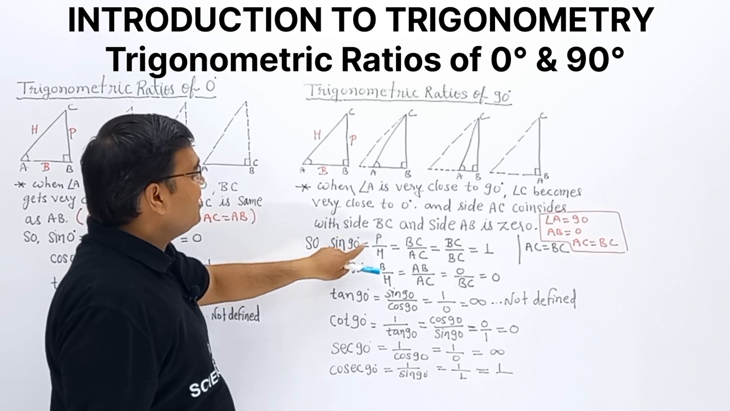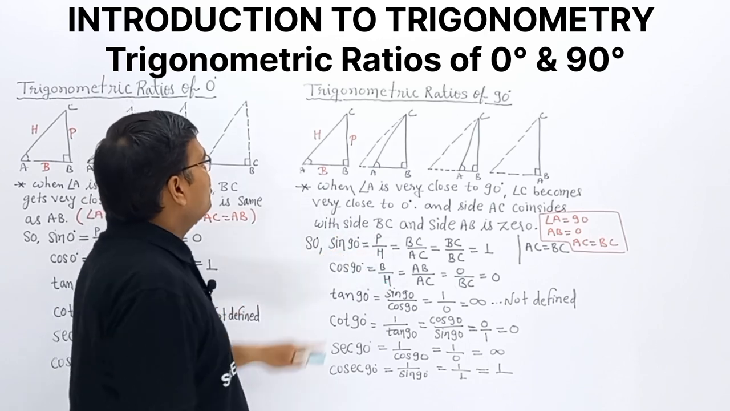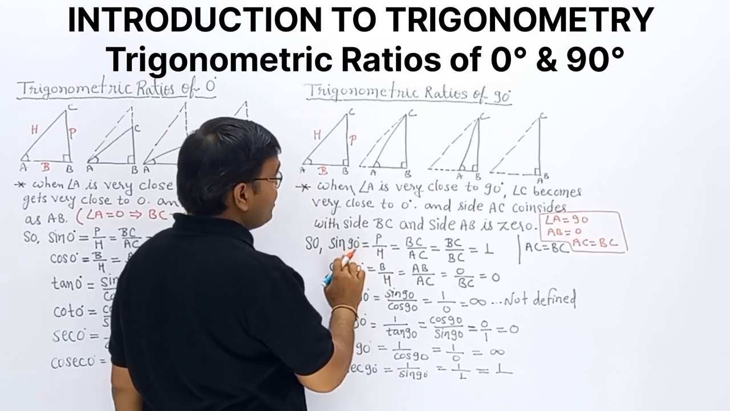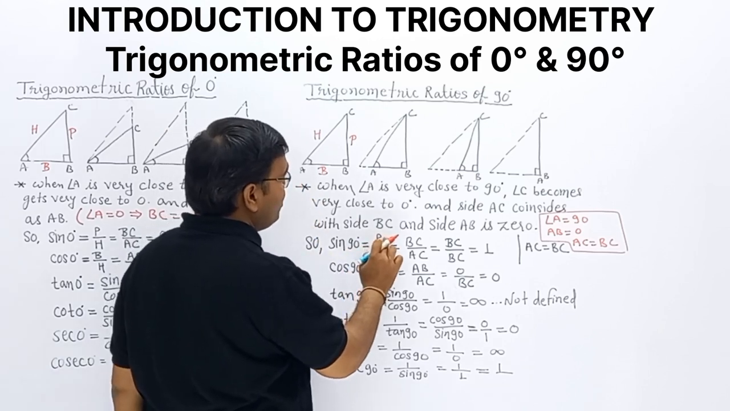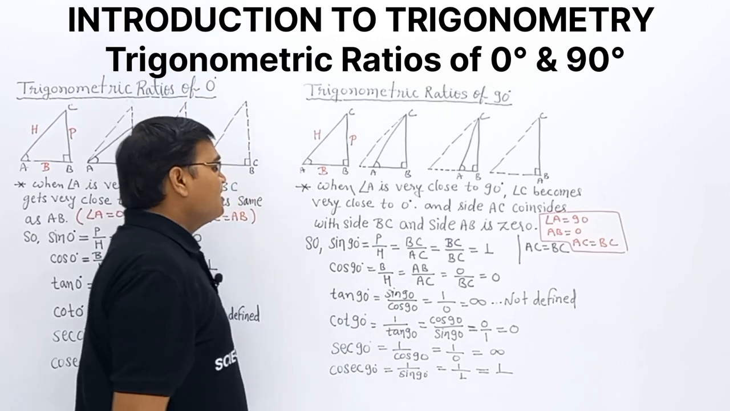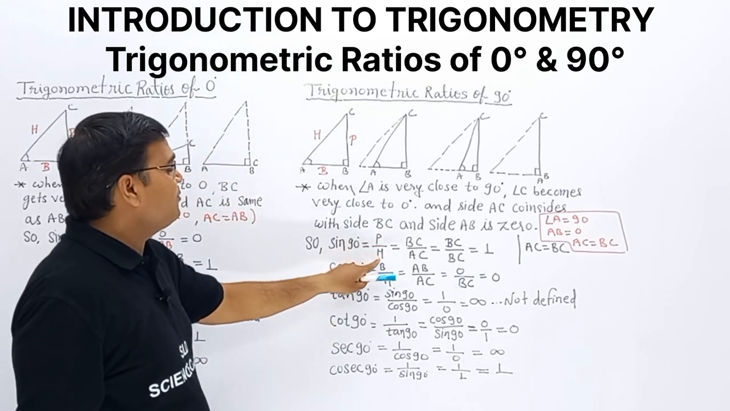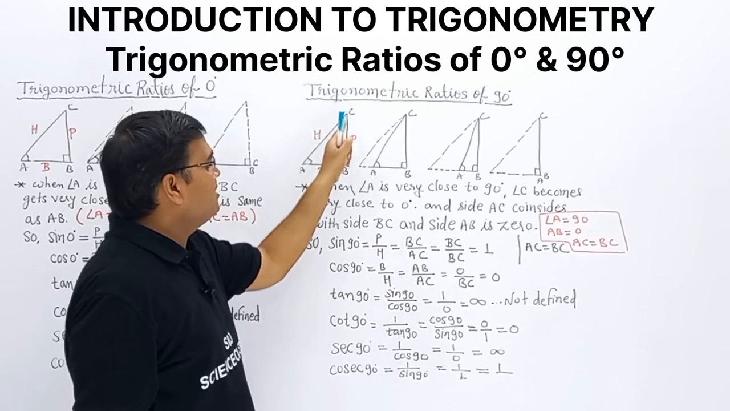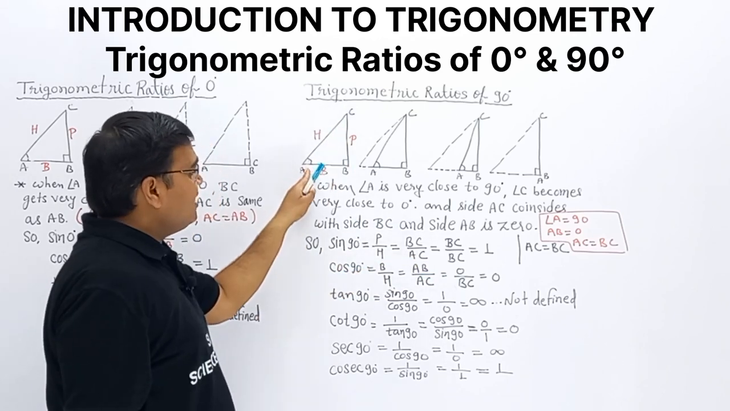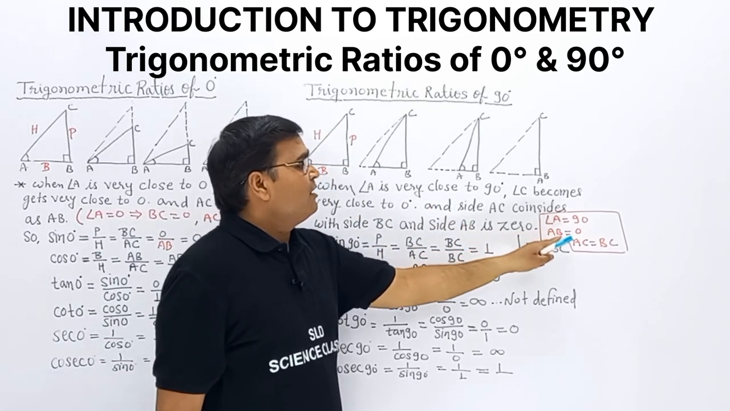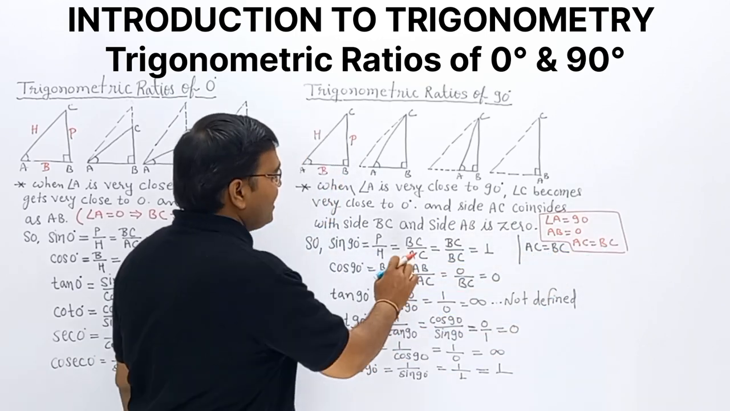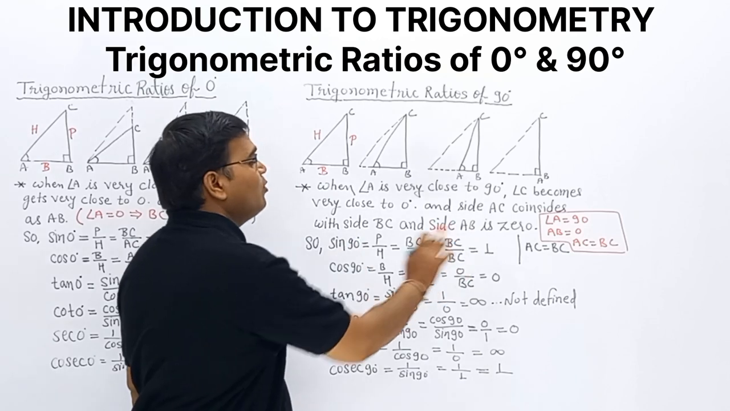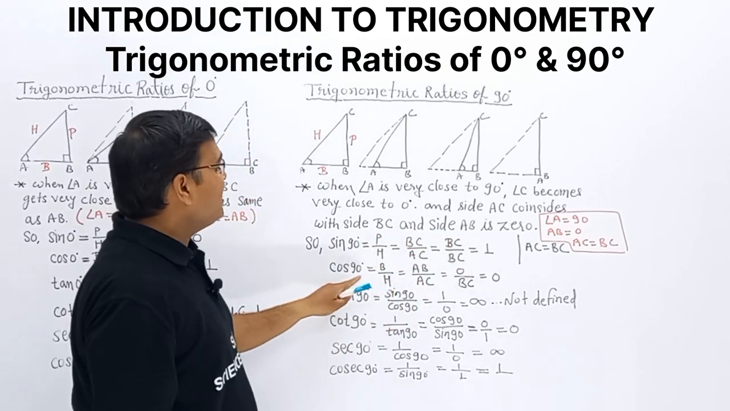So what will be the sin 90? What will be the sin theta? Sin theta is perpendicular upon hypotenuse. So perpendicular is what? BC. Hypotenuse is what? AC. But when angle A is 90 degree, then AC equal to BC. So we are writing AC equal to BC. When solved, we are getting 1. So sin 90 will be what? 1.